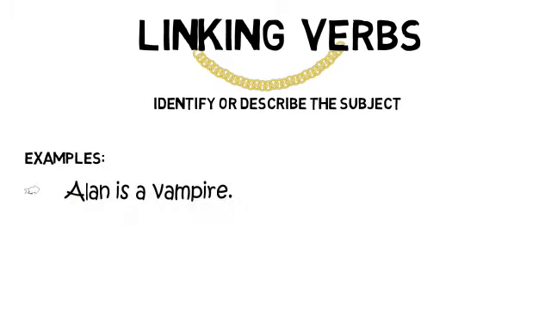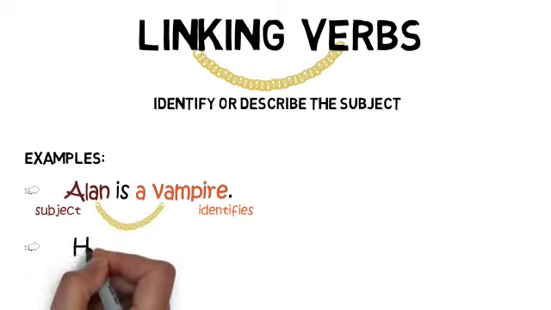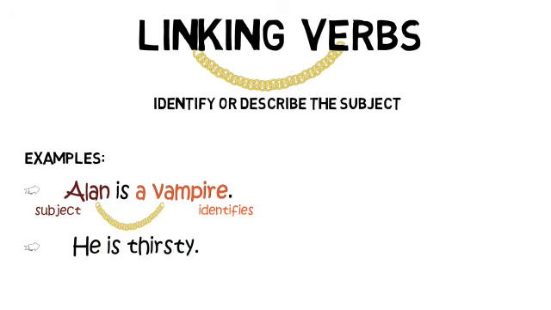In this sentence, Alan is the subject, and he's identified as a vampire. The linking verb is "is." Here's another one. He is thirsty. This time it describes the subject, which is "he." So a linking verb identifies or describes the subject.